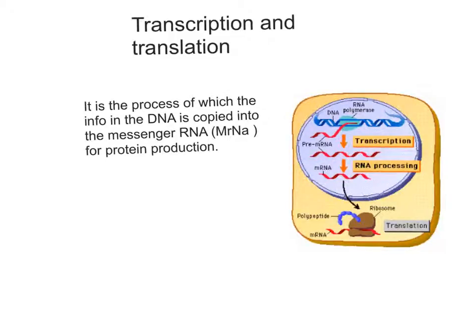Transcription and translation is the process by which the information in the DNA is copied into messenger RNA and mRNA for protein production.